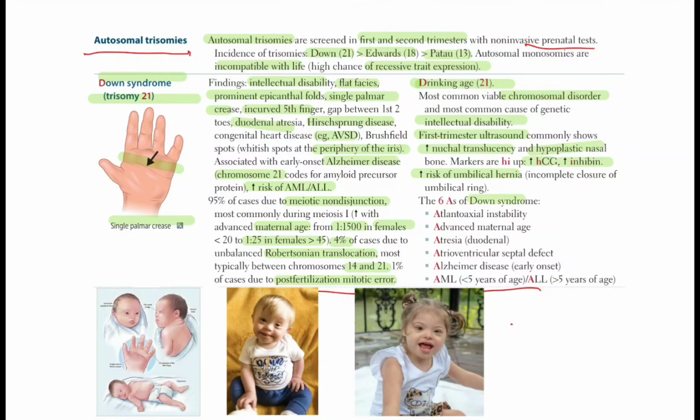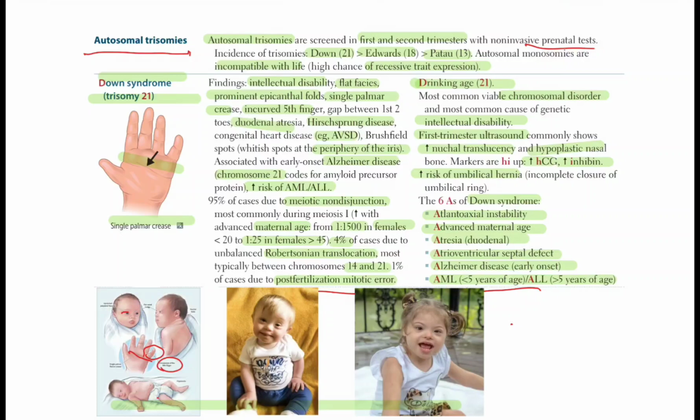The 6 A's of Down syndrome are atlantoaxial instability, advanced maternal age, atresia (duodenal atresia), atrioventricular defect, Alzheimer's disease, and AML in less than 5 years of age, ALL in more than 5 years of age. So these children have Down syndrome. It is showing a single palmar crease, which is a main sign of Down syndrome. The fifth finger is clenched, which is also a sign of Down syndrome.